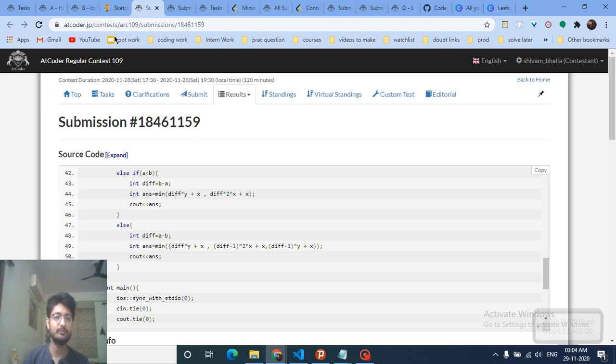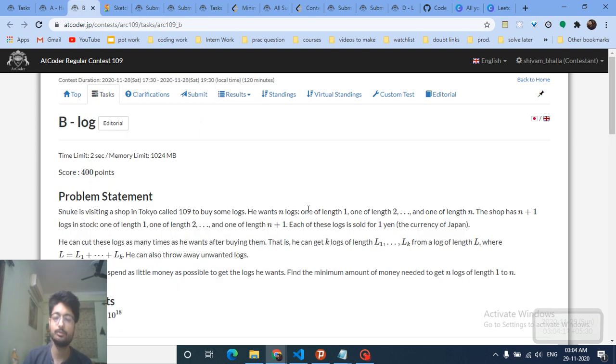I hope you understand the first problem now. Click on the second problem. The second problem is: you have to buy some logs, you have to buy n logs, and the logs have lengths 1, 2, 3, till n.